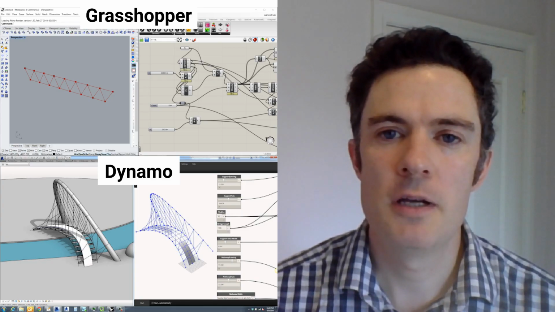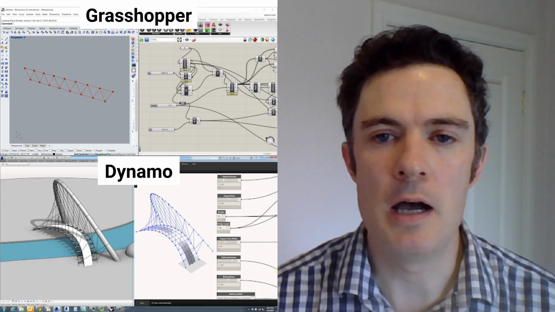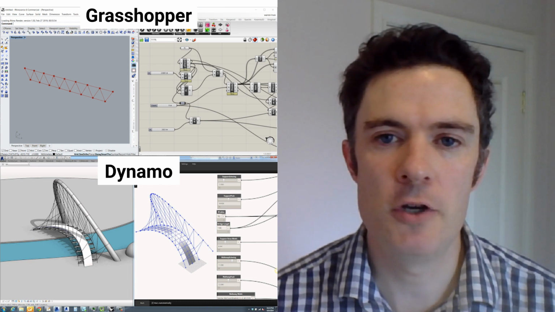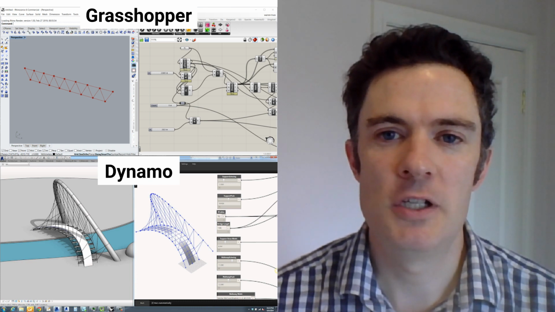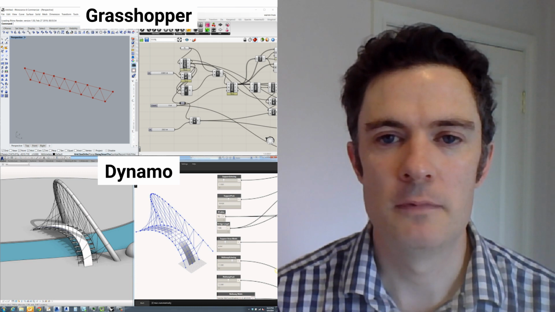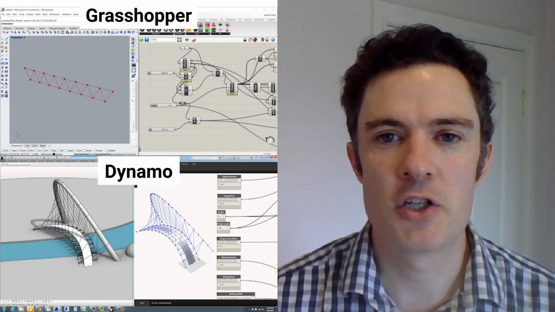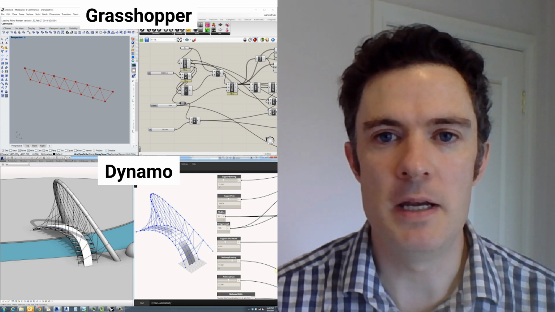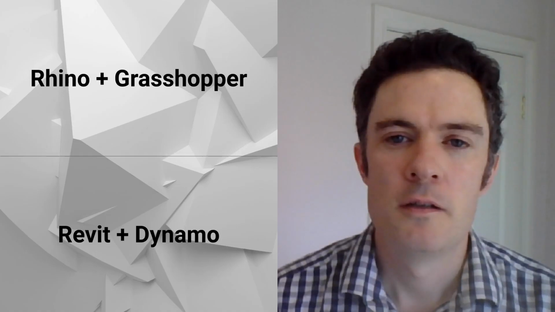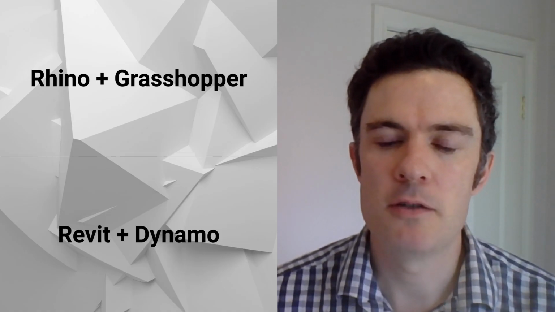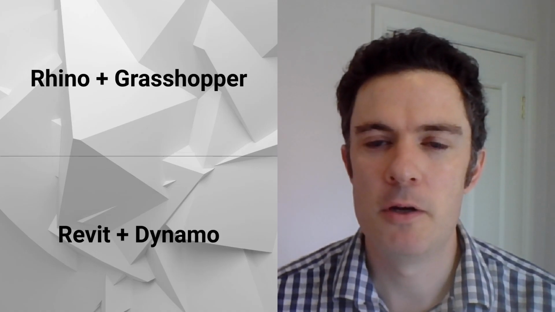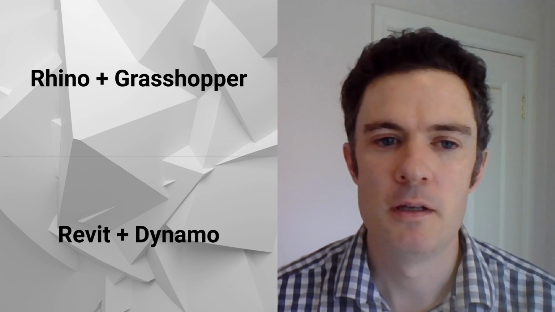So the two programs I'm going to be comparing are Grasshopper and Dynamo. Superficially, they look fairly similar. However, they're actually quite different in many ways. So Grasshopper is based on Rhino, whereas Dynamo is based on Revit.